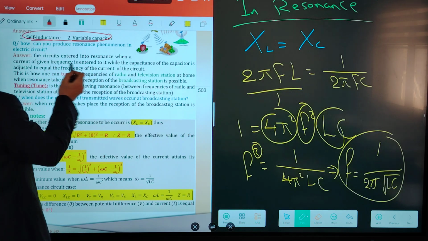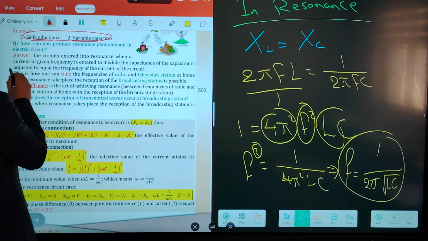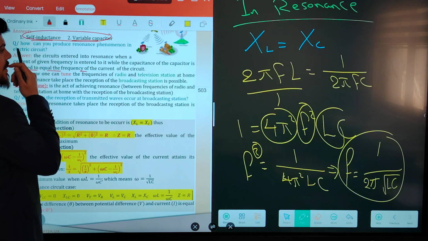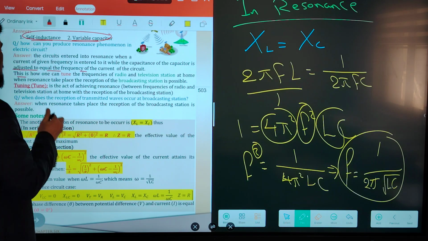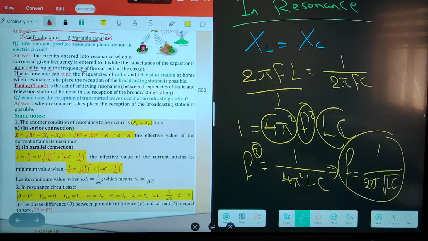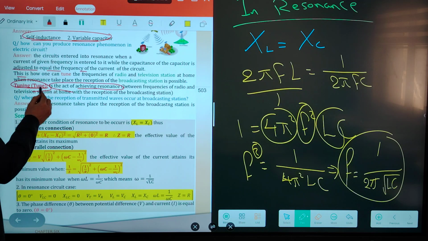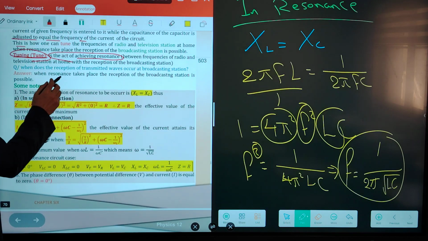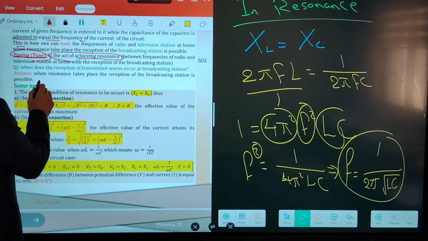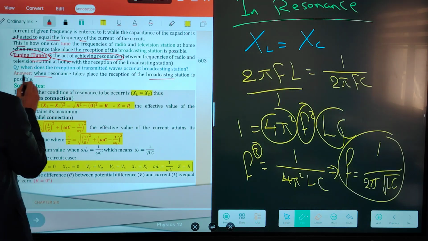The circuit enters into resonance when a current of a given frequency is entered into it, while the capacitance of the capacitor is adjusted to equal the frequency of the current of the circuit. This is how one can tune the frequency of the radio and television station at home. When resonance takes place, the reception of the broadcasting station is possible. What is tuning? The act of achieving what? Resonance.